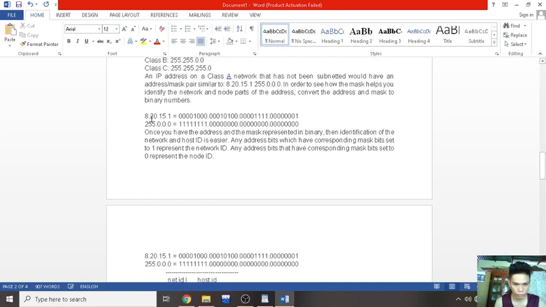So we have 8, with place values 128, 64, 32, 16, 8, 4, 2, 1. I have the value of 1 here for 8. Then 20: 16 plus 4 equals 20. And then we have 15: 8 plus 4 plus 2 plus 1. And then 1. The next one is 255. All the bits have a value of 1 because the total of 128, 64, 32, 16, 8, 4, 2, 1 is 255, and the rest will be 0.